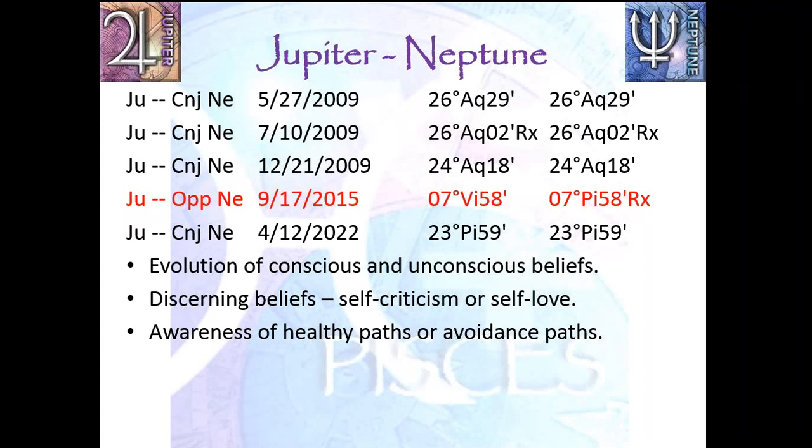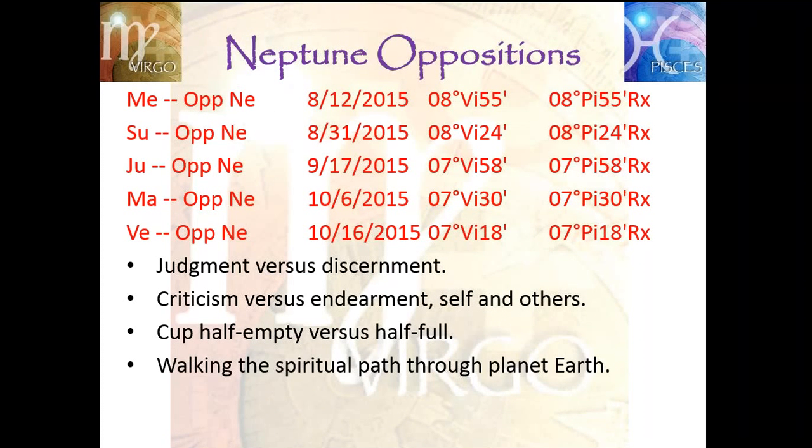So let me recap this for you. 5 planets make oppositions to Neptune during this retrograde cycle. You want some energy to go towards Virgo effort, Virgo diet, exercise, and rest, Virgo discernment, Virgo self-love, Virgo gentleness. Here's the dates, 2 months between August 12th and October 16th. Mercury, Sun, Jupiter, Mars, Venus. Between 7 and 9 degrees Virgo-Pisces. There's those 3 degrees of Neptune's retrograde cycle.